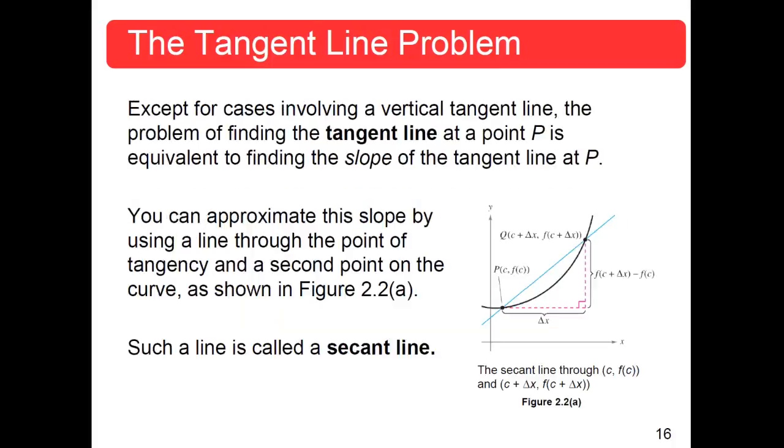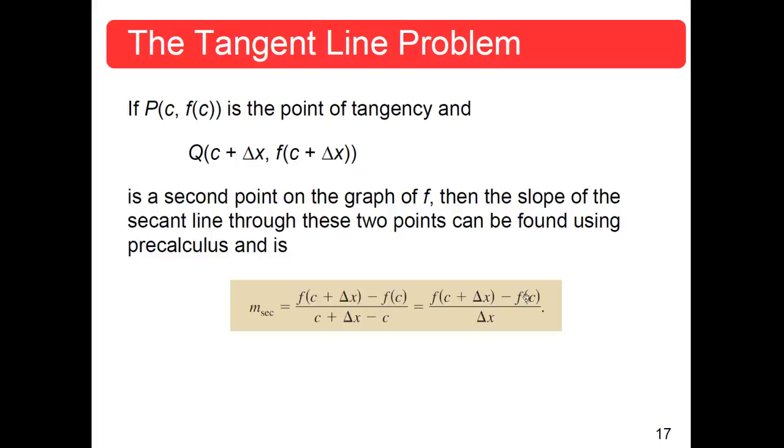If we have 2 points, so here's our 2 points, (c, f of c) and (c plus delta x, f of c plus delta x). What if we used our slope formula on those 2 points? Remember, with your slope formula, that's y2 minus y1 over x2 minus x1. If you just label your points x1, y1, x2, y2, apply the slope formula, you get this right here.